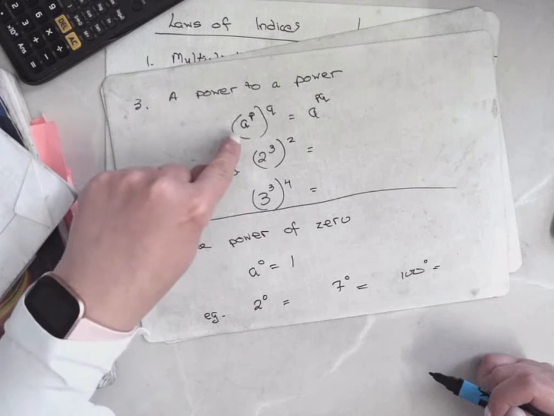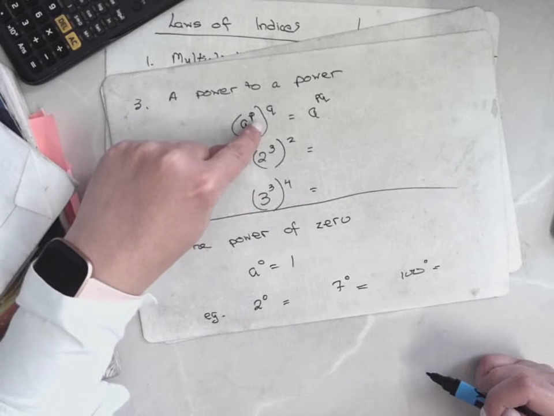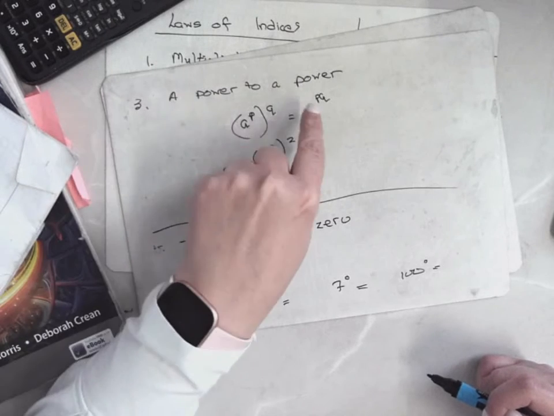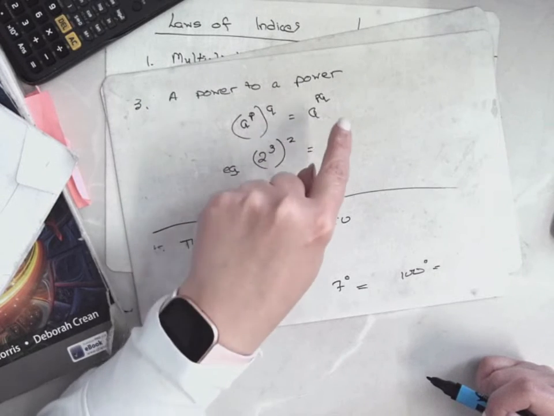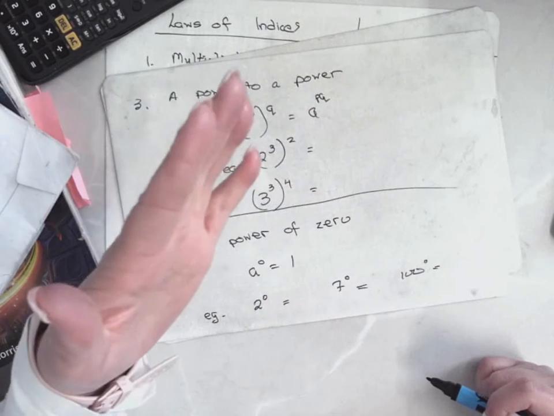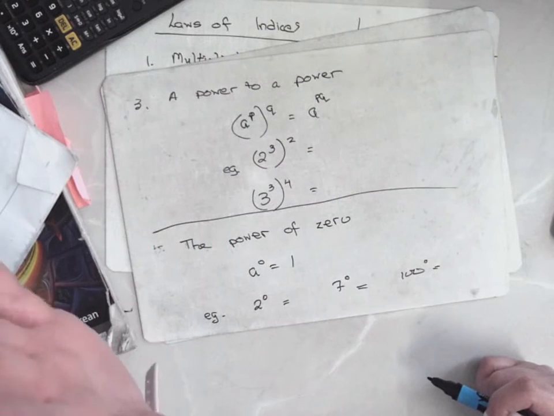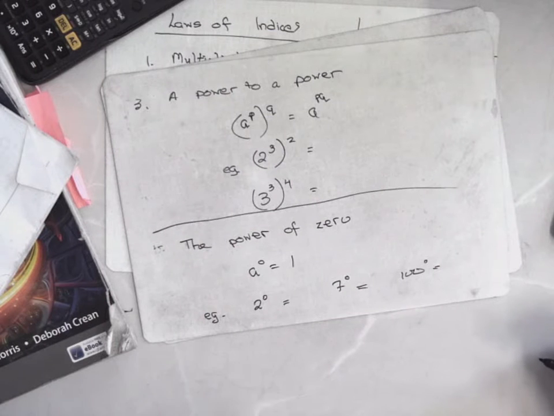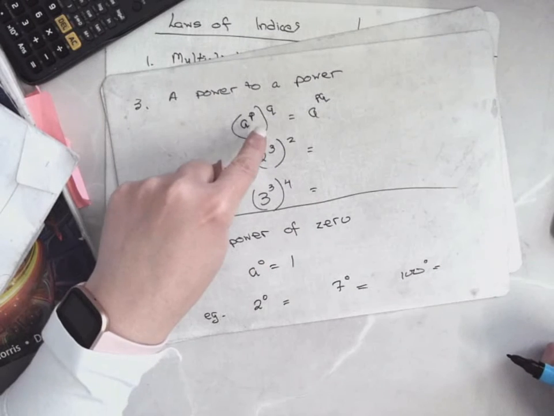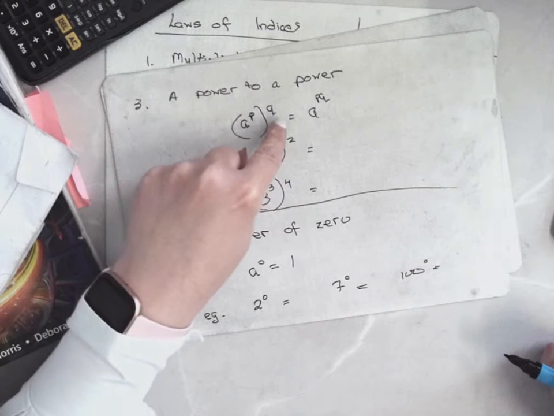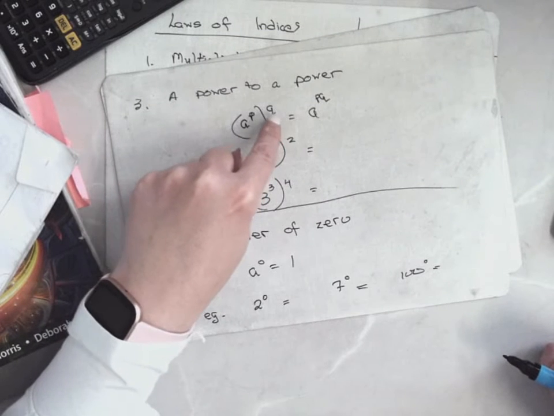So raising a power to a power is a to the power of p, all to the power of q. It's pq. What am I supposed to do with them when they're written alongside each other? There's no sign. So what's that mean? If there's no sign, they want you to multiply. Yeah, if there's no sign, that means multiply. So you multiply p by q. So whatever that number is by that number.